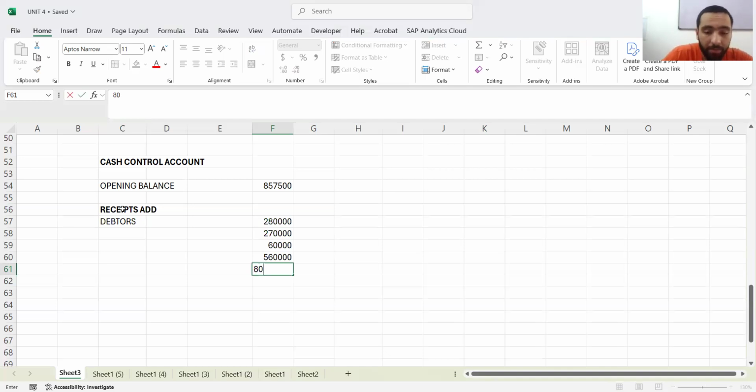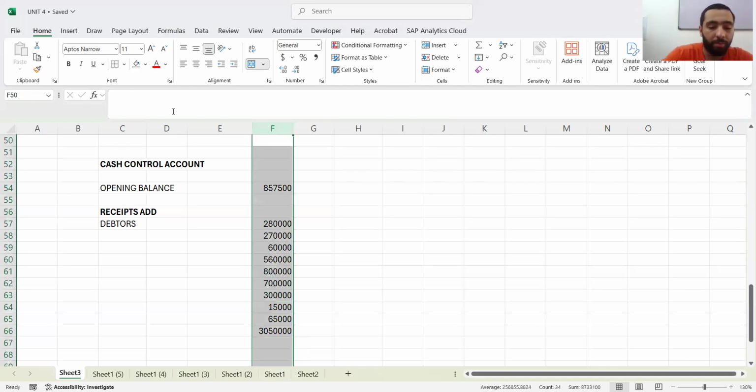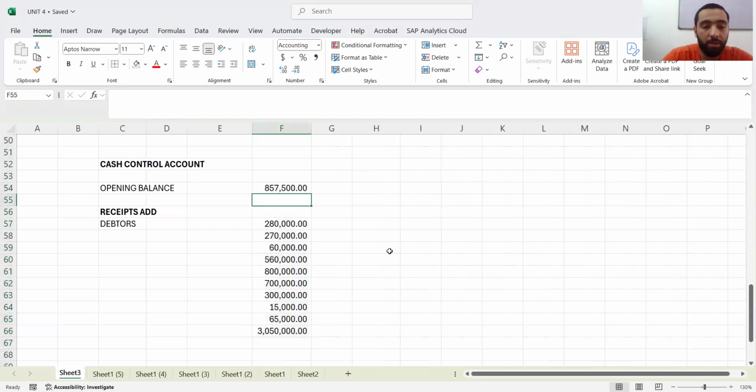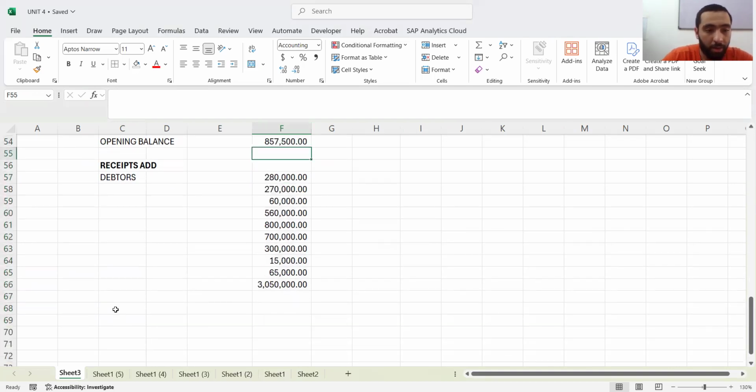Additional capital, sales, dividend income, sorry, sales cash, and then dividend income, and then debtors for 65,000. So how much is the value of total receipts? 3,050,000 is the total receipts value. Okay.